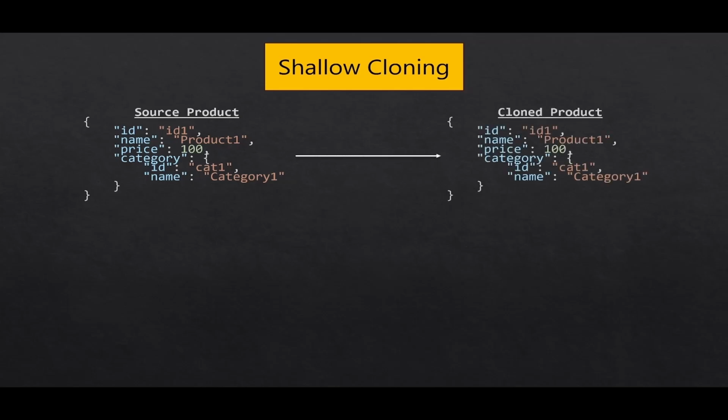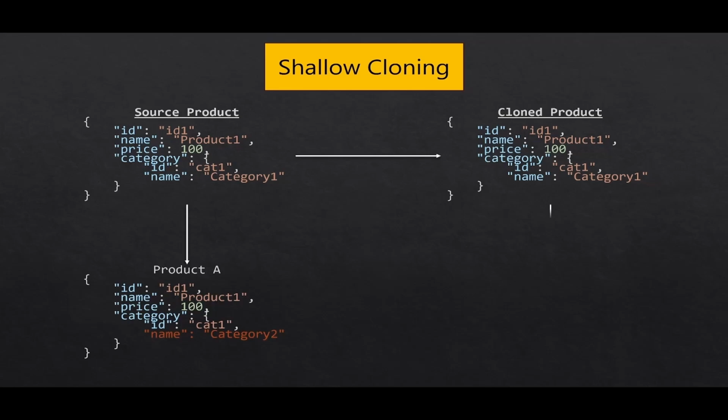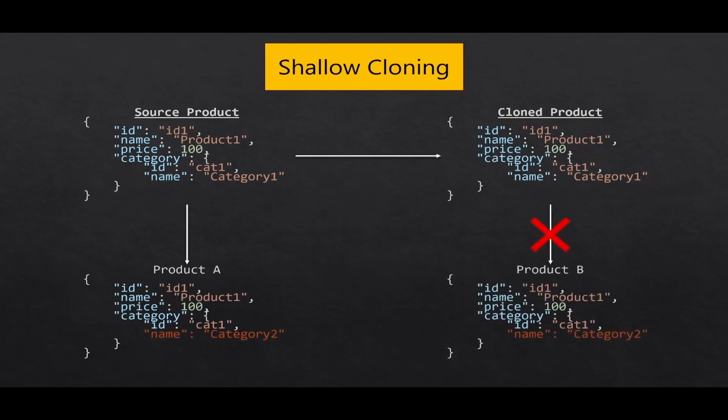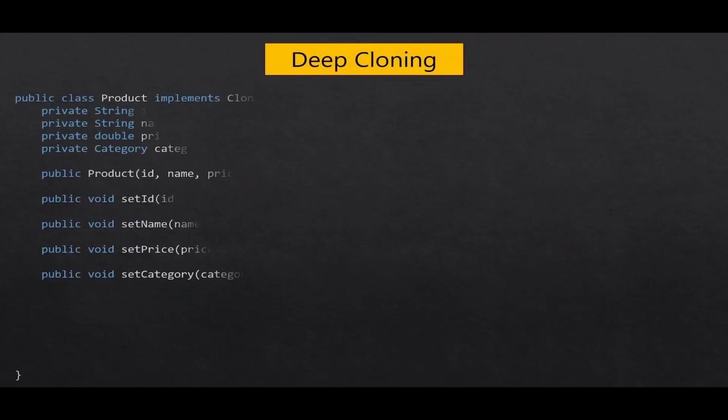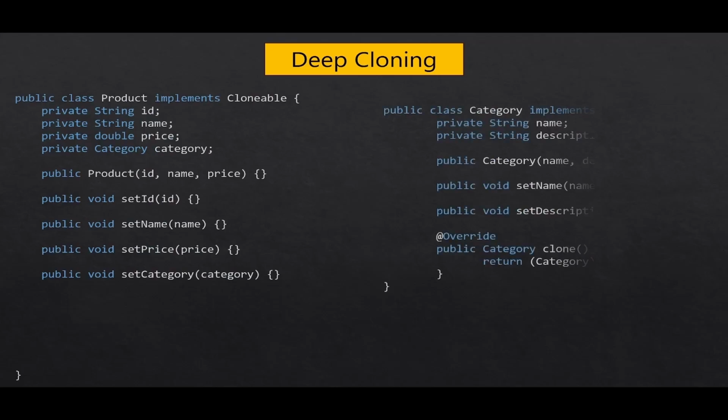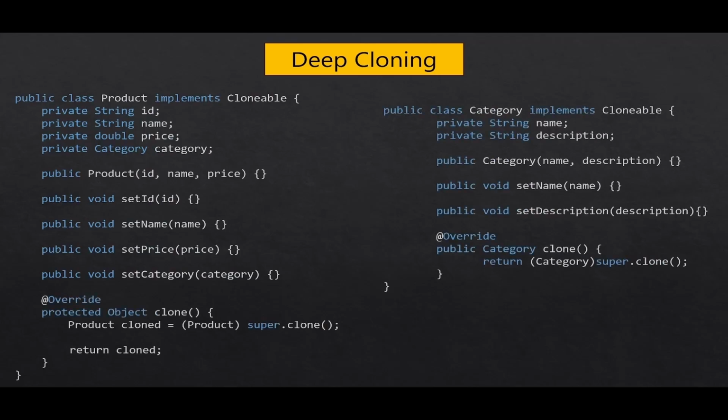If we change the value of category in the first object, it will also impact the value in the cloned object. This should not happen. To overcome this problem, we go with deep cloning. In deep cloning, we implement the clone function in our category class as well. And during the clone operation of the product class, we clone the category object and set the value in our cloned product.